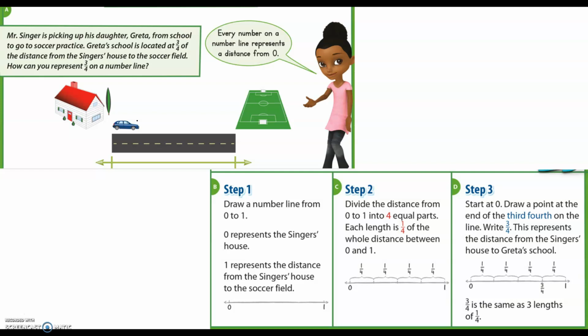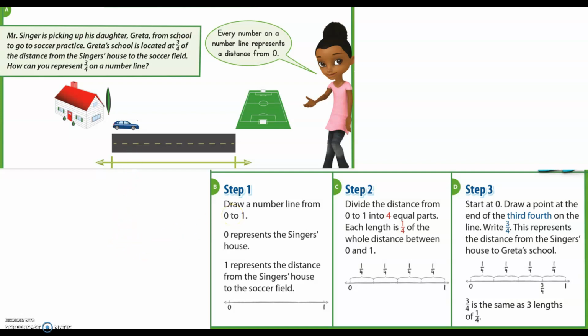Mr. Singer is picking up his daughter Greta from school to go to soccer practice. Greta's school is located at 3/4 the distance from the Singer's house to the soccer field. How can you represent 3/4 on a number line? Every number on a number line represents a distance from 0.